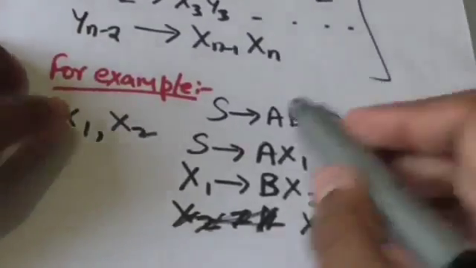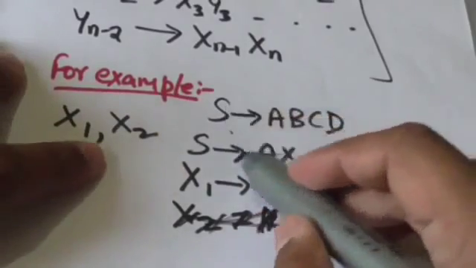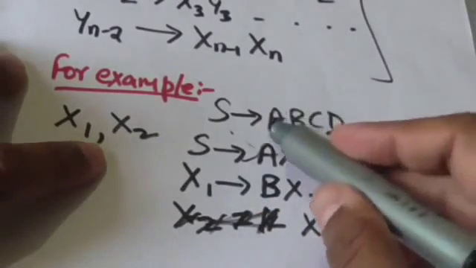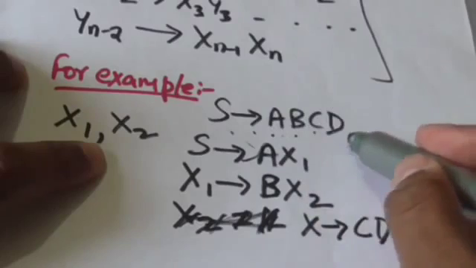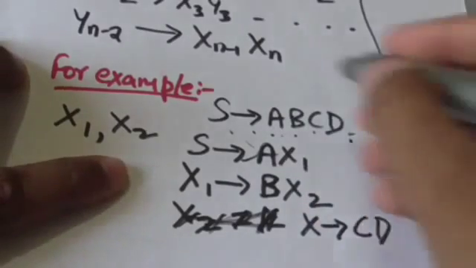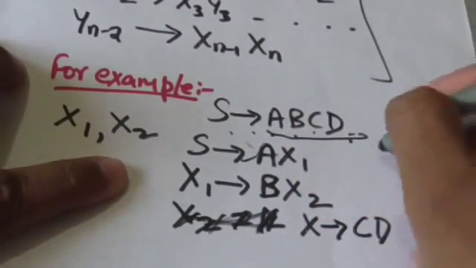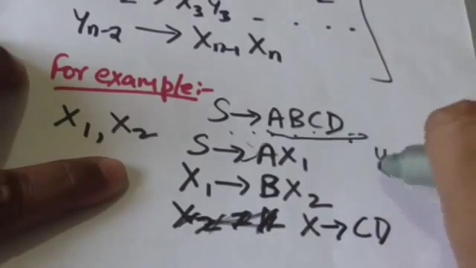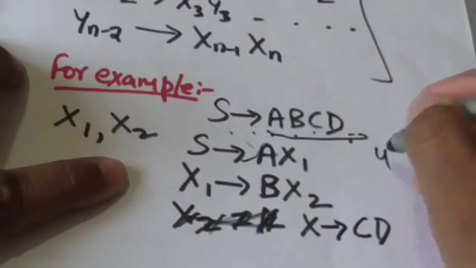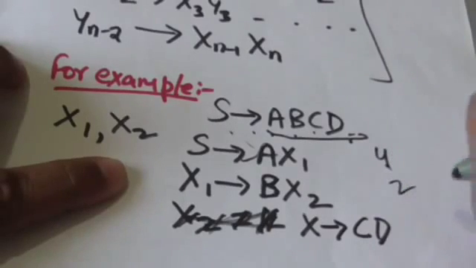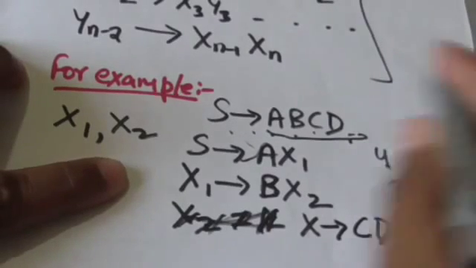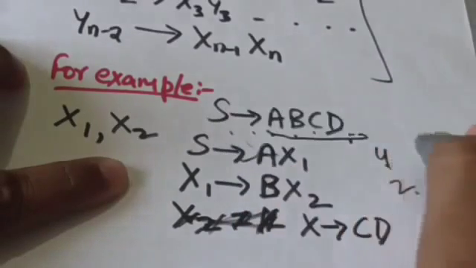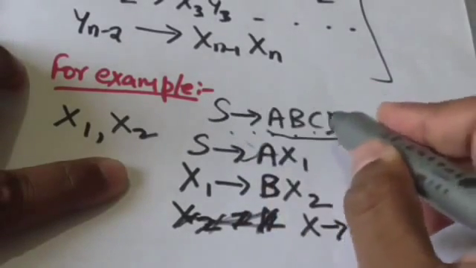Now see, it would be clear after this example. Now see this production, S derives ABCD. Now this production is not in Chomsky normal form. Now the right hand side of this production has 4 variables. So what will we have to do? We will add 2 new variables in set V of this grammar. Right?